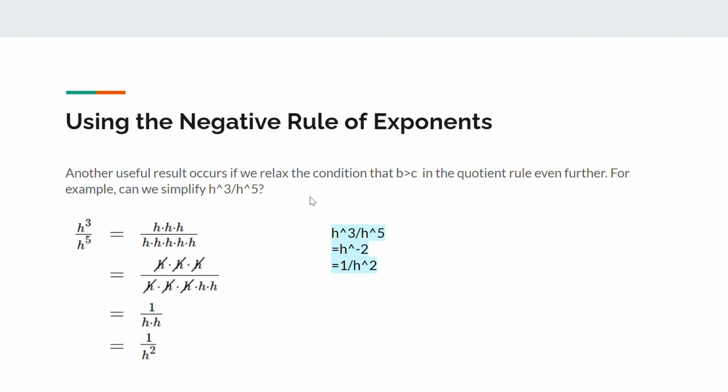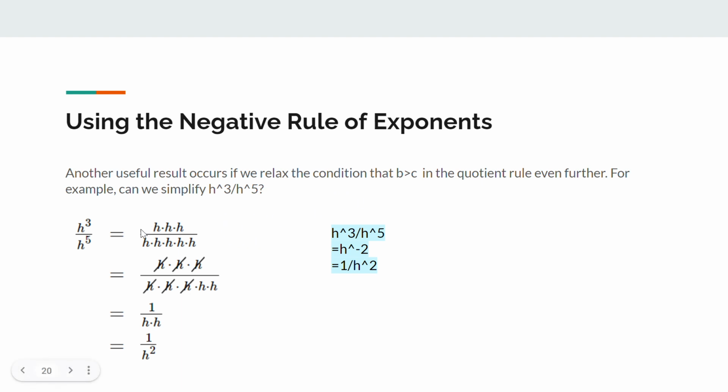The next rule is the negative rule of exponents. Another useful result occurs if we relax the condition that b is greater than c in the quotient rule even further. For example, can we simplify h to the power of 3 over h to the power of 5? In this case, b is equal to 3 and c is equal to 5, so b is less than c. Of course, we can do that.